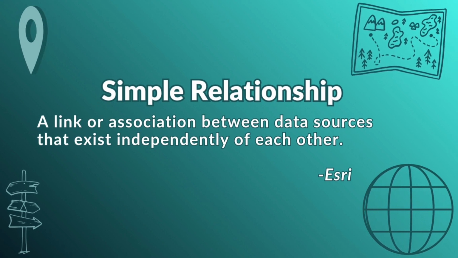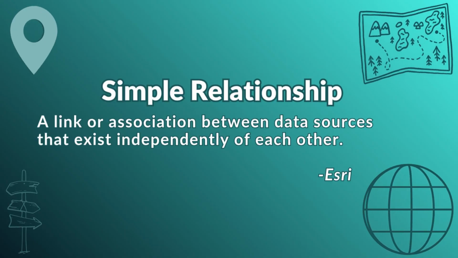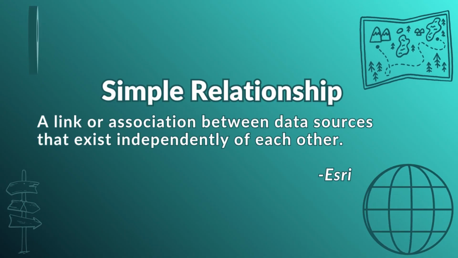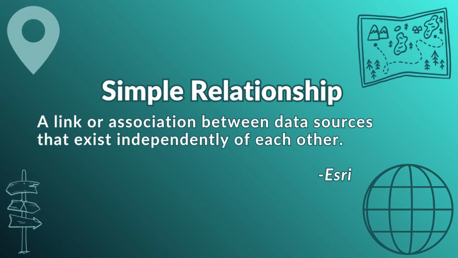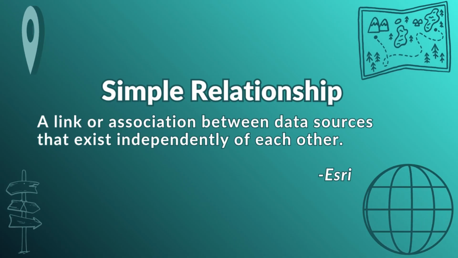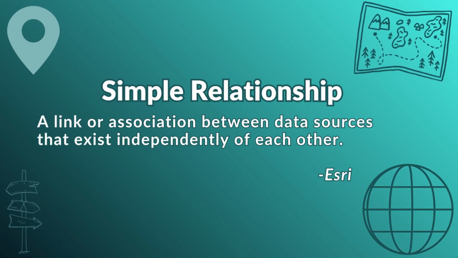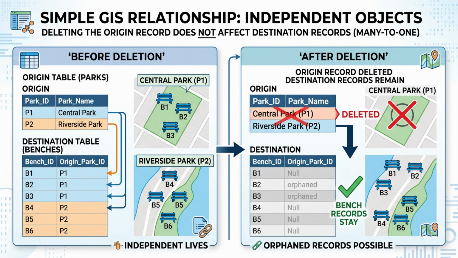Right. So think of retail mapping. Your origin feature class contains the physical building polygons for grocery stores across the state. Just the building footprints. Right. And your destination is a standalone table of corporate brand entities. Brands like Target, Walmart, Safeway. Okay, so if a specific Target location in my town goes out of business, I'm going to go into the map and delete that building polygon.